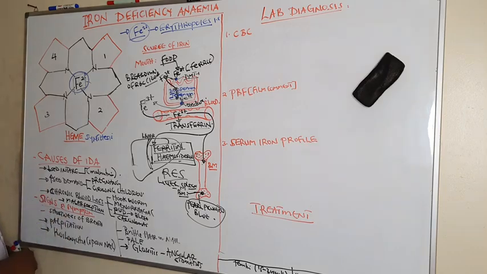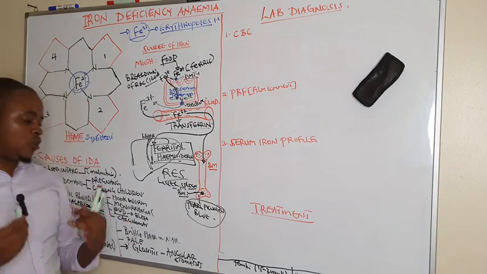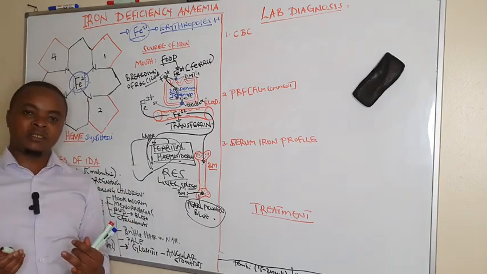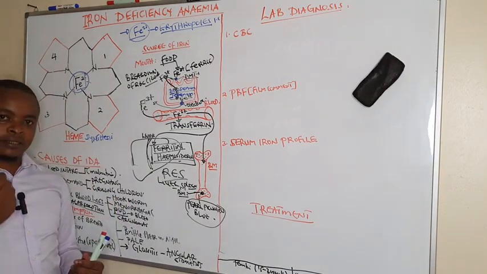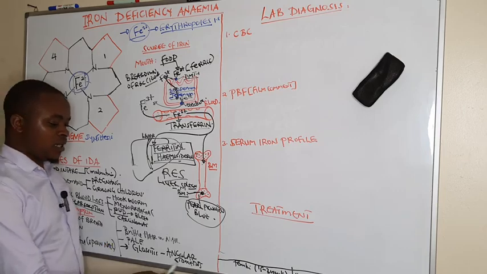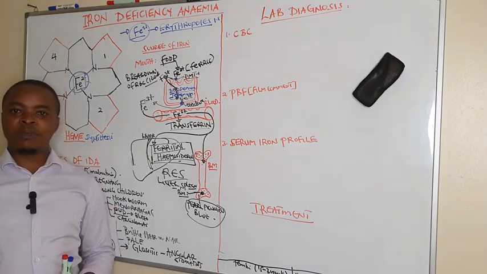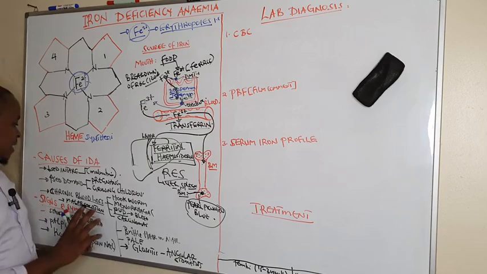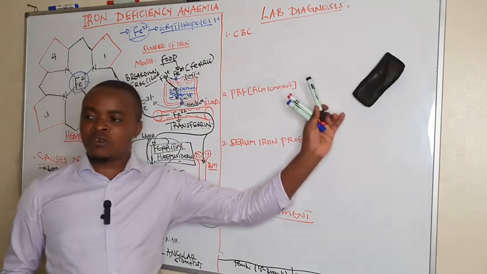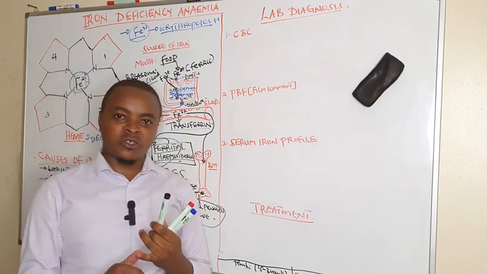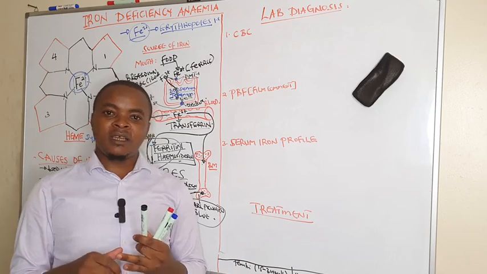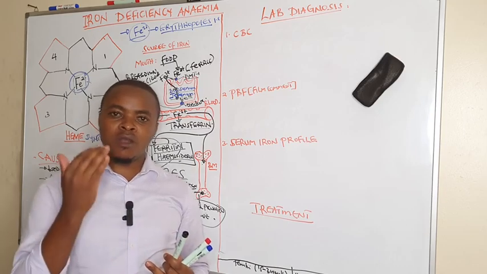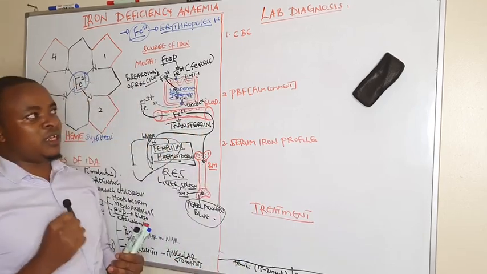So these are the signs and symptoms, whereby there is shortness of breath, palpitations, spoon-shaped nail, brittle hair or nail, paleness of the skin, and then glossitis, that is atrophy of the tongue lamina, and angular stomatitis. Those are some of the peculiar signs of iron deficiency. So after looking at the causes and signs, now we can go to the lab diagnosis. If we have known the cause, we have seen the signs and symptoms, and we have seen the pathophysiology, how do we diagnose someone with iron deficiency?